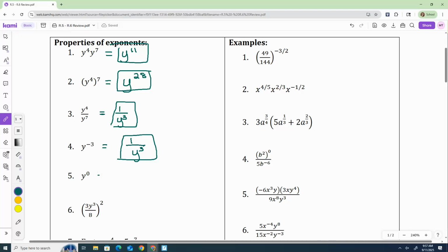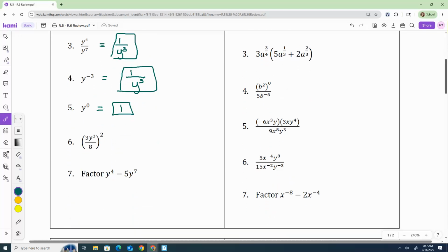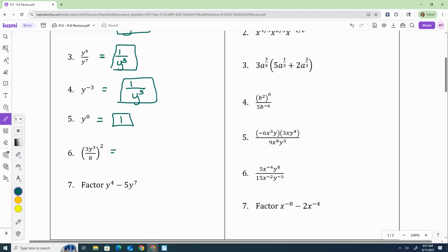Number 5, what is anything to the 0 power? 1. All right. What if you have a single term inside and a square on the outside? What do I have to do with that? Distribute it to everything. So it becomes a 3 squared y to what power? 6 over 8 squared. So 3 squared is 9. Y to the 6 over 64.